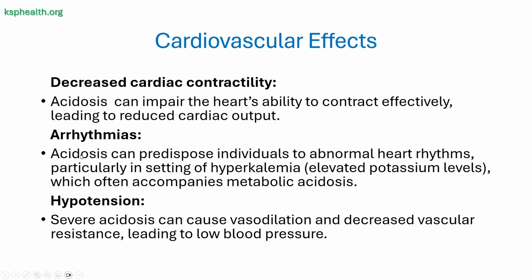It can also cause arrhythmias, from acidosis per se, and also because of hyperkalemia that promotes potassium extrusion from intracellular to extracellular, which along with acidosis can cause arrhythmias. In addition, it can cause vasodilation and decrease vascular resistance, resulting in low blood pressure. So cardiovascular effects are paramount in acidosis. Fixing acidosis is very important to improve the cardiac output, reduce the chances of arrhythmias, and of course, take care of blood pressure.